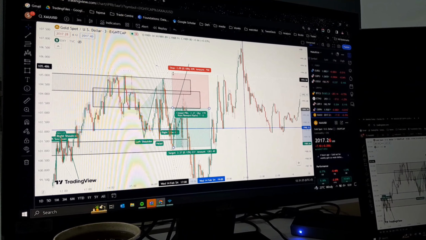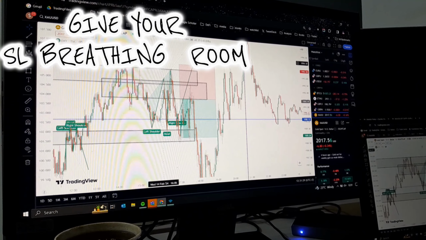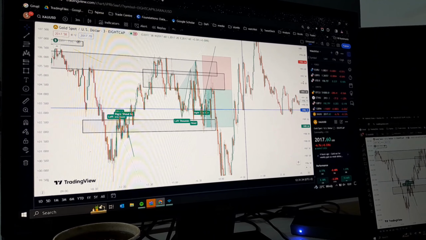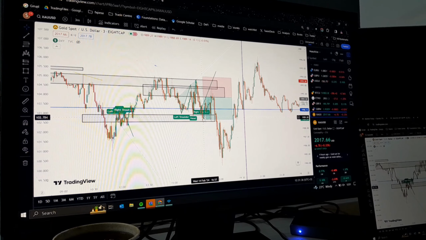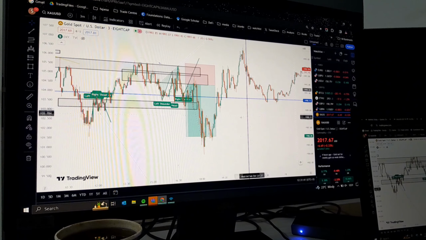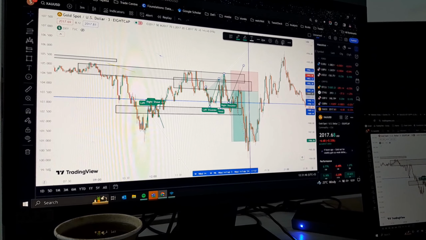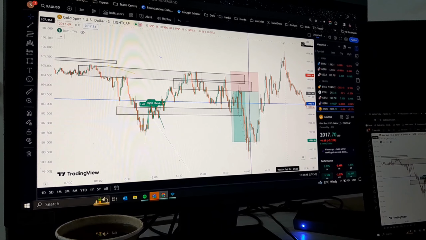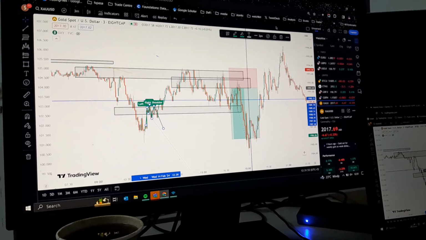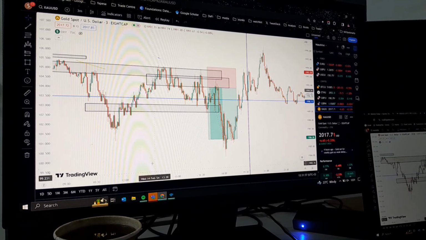Stop loss above the highs. You give it a small room to breathe because of spread and all that. You target the previous strong low, which is this there. That would have been a very beautiful trade. Now let me delete these ones to make our charts clean. Let's delete this one. There we go. So let's mark our structure.